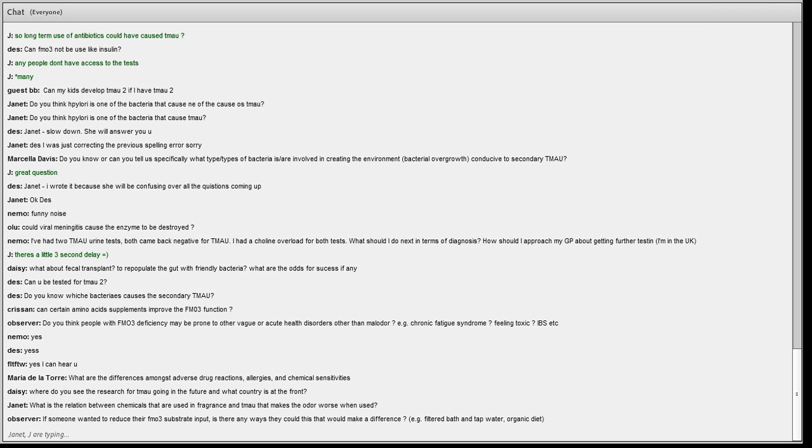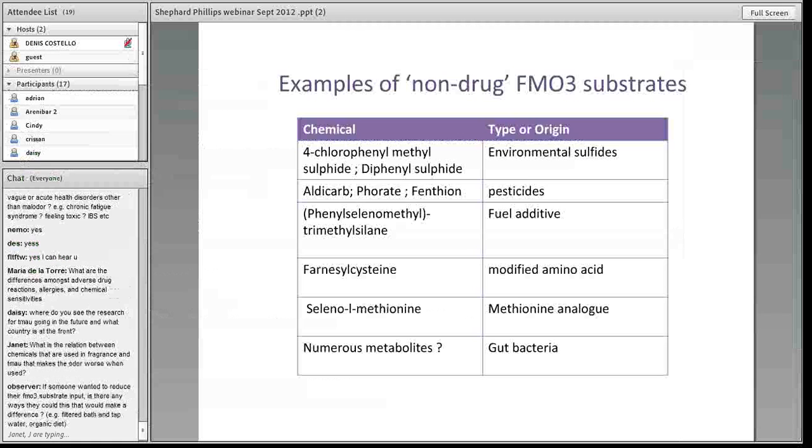Okay, next, Daisy. Sorry, keep going. Okay. Next, Daisy is wondering, where do you see the research? Yeah, well, that could very well be an adverse drug reaction. No, carry on.